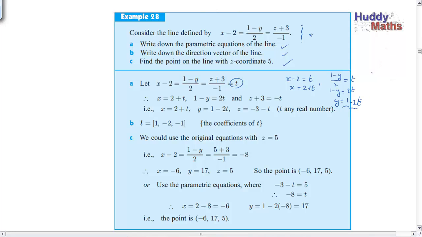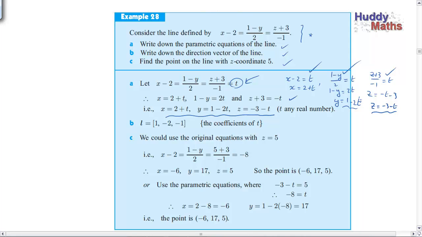And so here z plus 3 on neg 1 equals t. So z equals neg t take 3. Or we usually put the number in front, neg 3 take t. Okay, so that's how you unpack those. You don't forget to put that and that make up these three little expressions. So therefore we've got the parametric equations now.